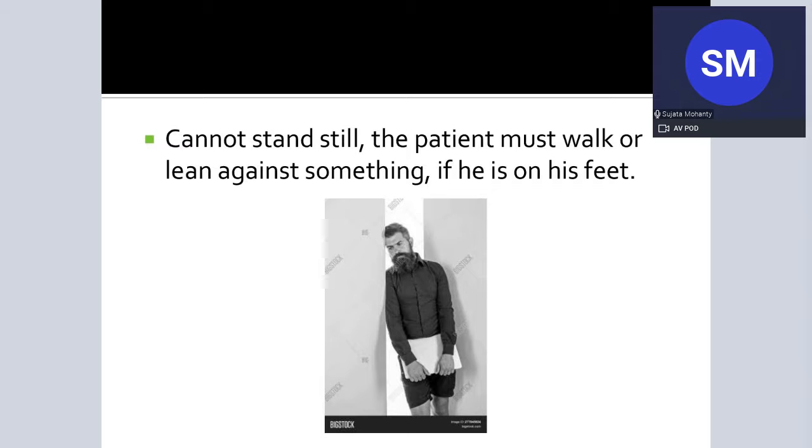And standing is the worst position for a psoric patient. He cannot stand still. The patient must walk. Either he walks, or if he is standing, then he will lean against something. Like in this picture, he leans against the wall or a table or anything that will just take his body weight, because standing is the worst position for psoric patients. Either he walks or he will lean against something. He cannot stand still.